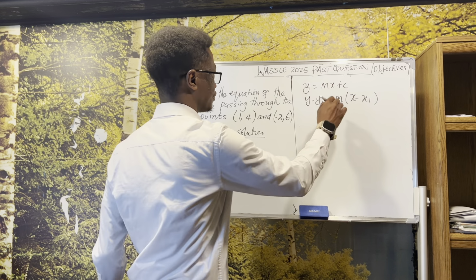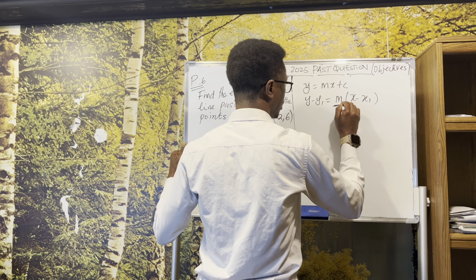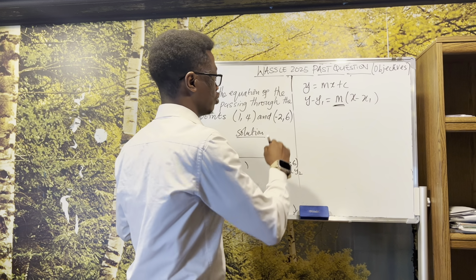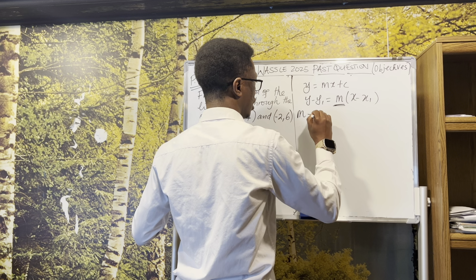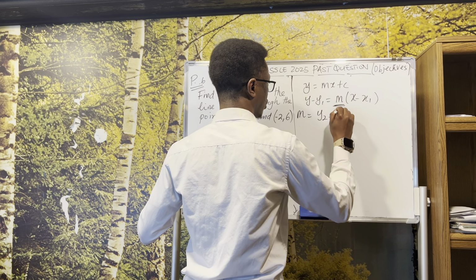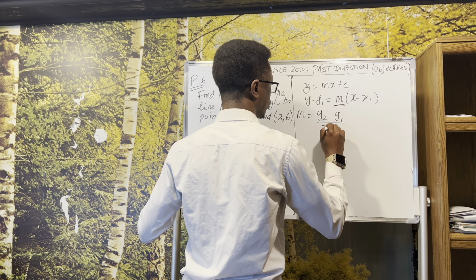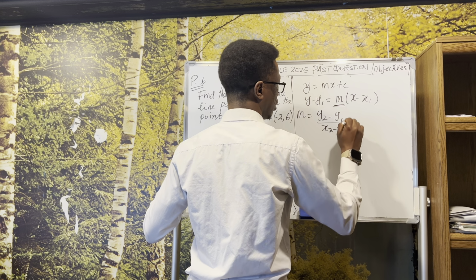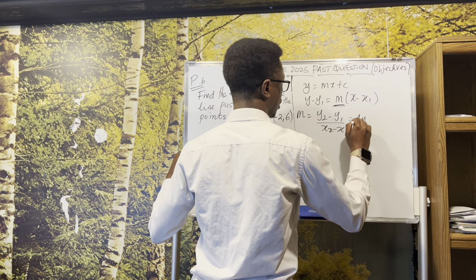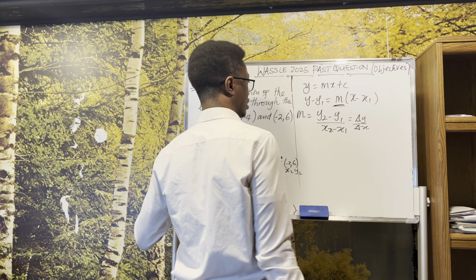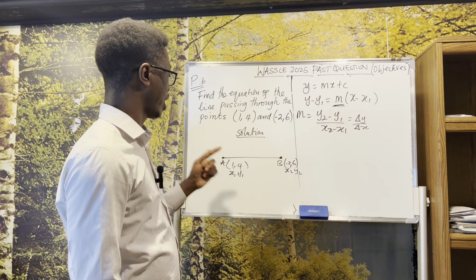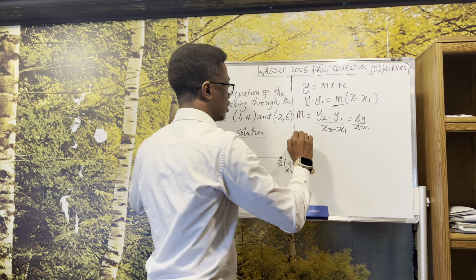Now here we just have to find the gradient, and for us to find the gradient, m is y2 minus y1 divided by x2 minus x1. So that means the change in y divided by the change in x. Okay, so I have labeled this one. Let's find the gradient quickly.